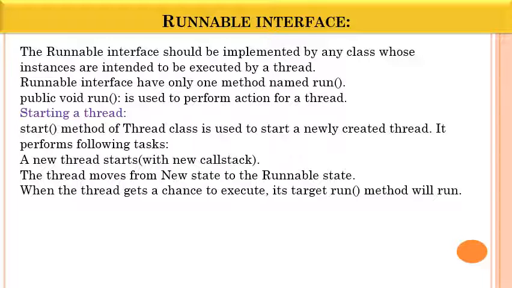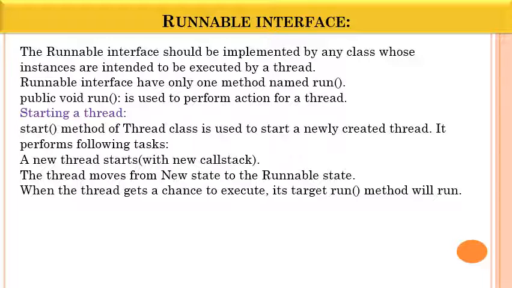So first, how to use the thread and how to create the thread. The first is the Runnable interface. The Runnable interface has only one method, which is named the run method. In the methods we have seen the run method. So public void run is used to perform an action for a thread.